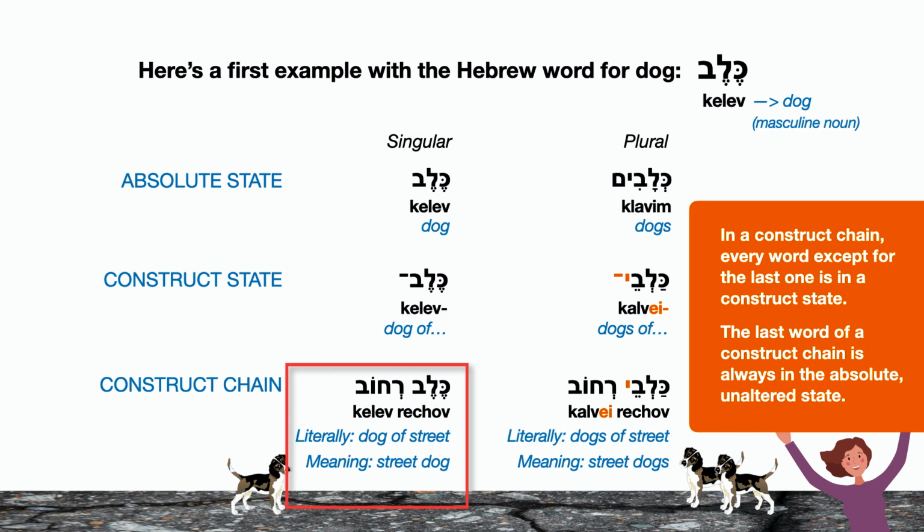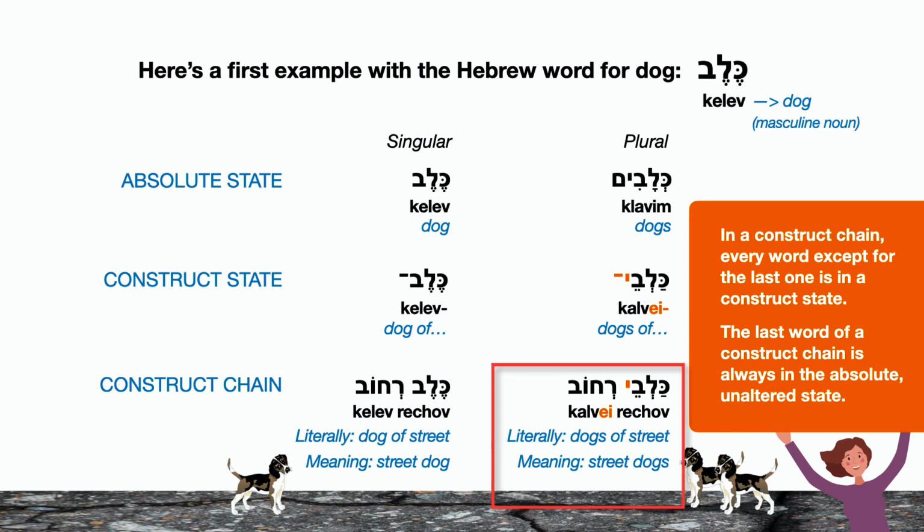Kelev rechov, dog of street, street dog. And it's the same with klavey rechov. Rechov doesn't change. It's still rechov. It's in its absolute state, which means street. And it is klavey, the word before it, that has been altered to be in a construct state to mean dogs of. So dogs of street, klavey rechov.